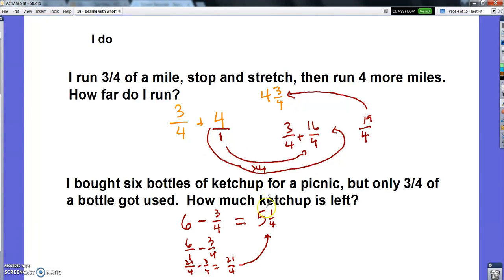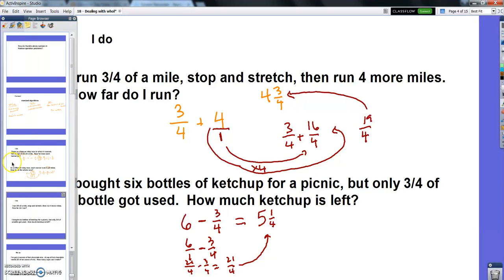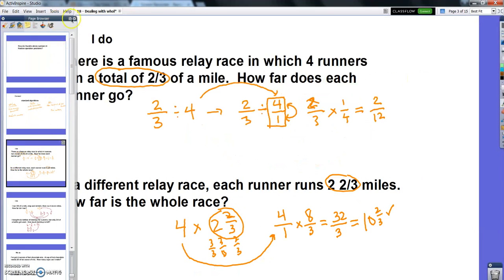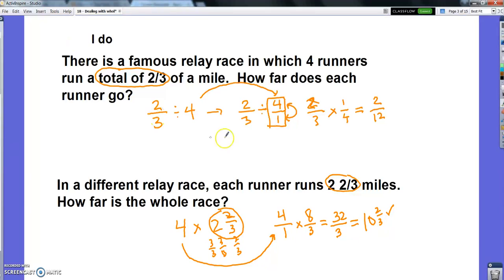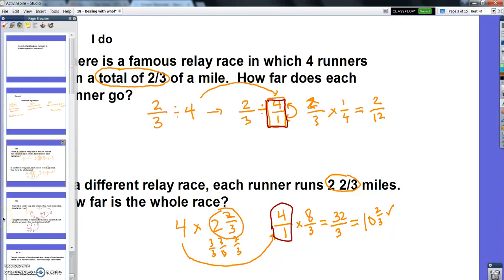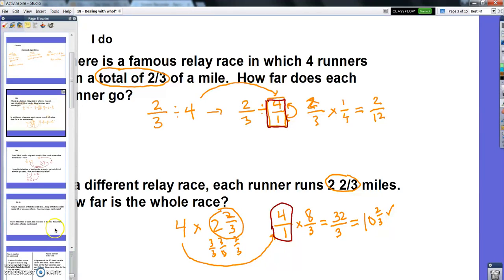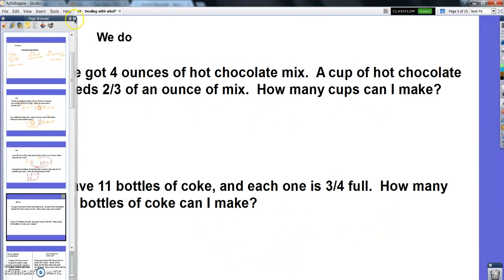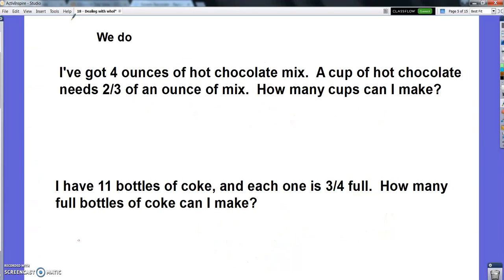So addition and subtraction is not really a big deal, but multiplication and division problems, you really do need to know this trick of writing your whole number as a fraction. Otherwise, there's not really another great way to do it. Okay? So I'm not going to do addition and subtraction ones in the we do, but let's do a division and a multiplication one together so that you can write those down.